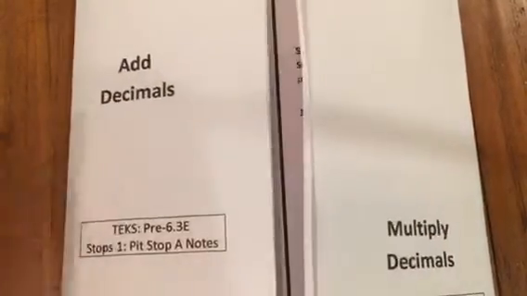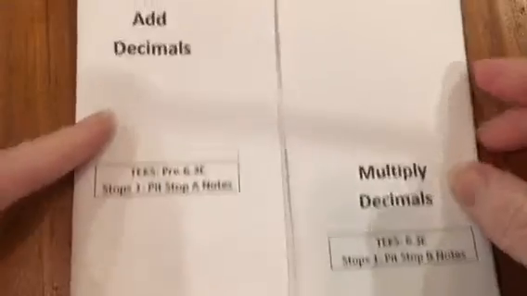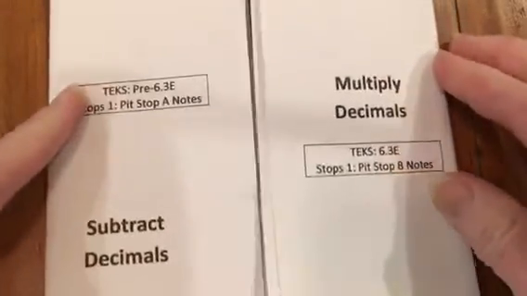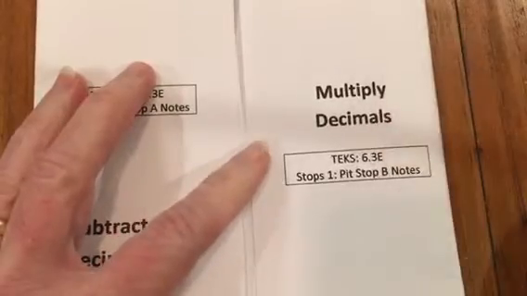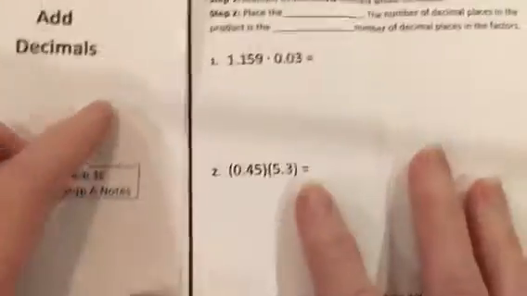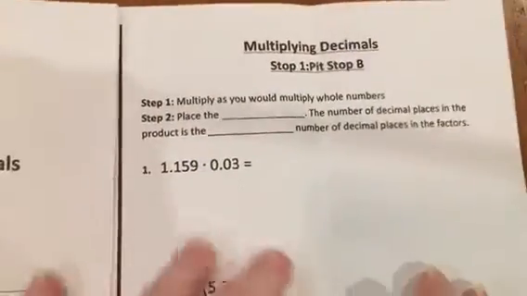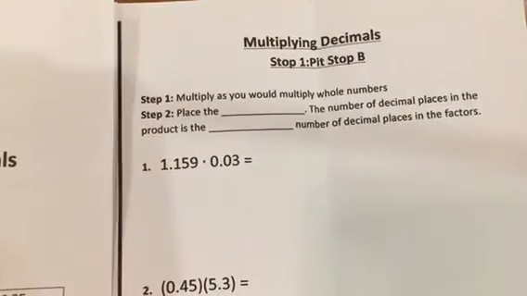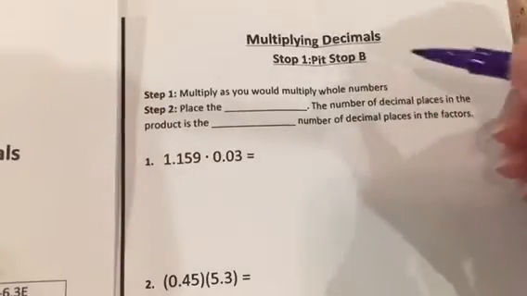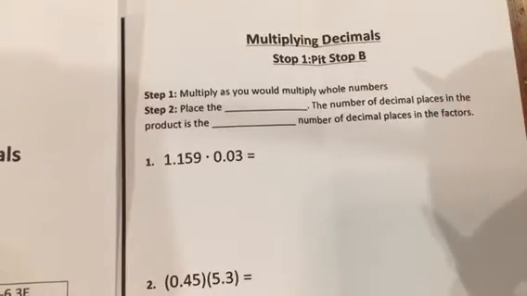Hi there. So in this video, we're going to continue talking about decimals. In the last video, we added and subtracted decimals. In this one, we're going to be looking at how you multiply decimals. We open this up, and it says that the first step in multiplying decimals is to multiply as you would multiply whole numbers. So the multiplication part of multiplying decimals is exactly the same. We're not changing that at all.